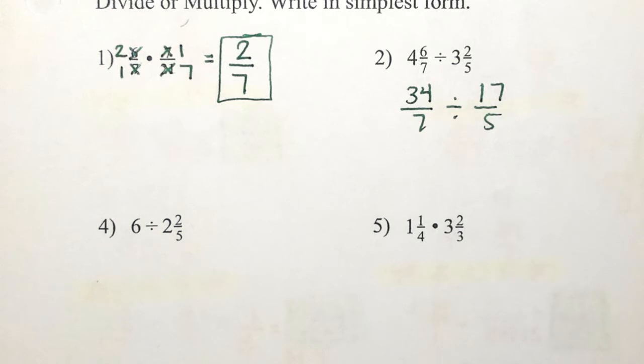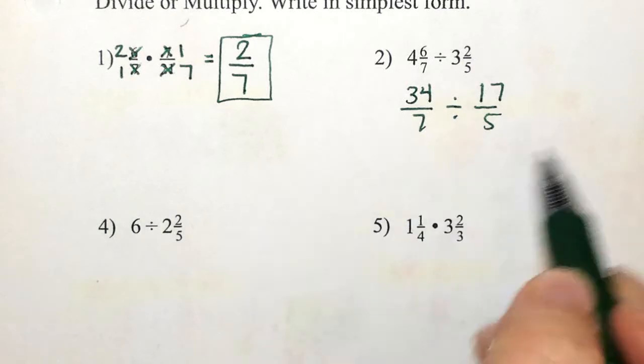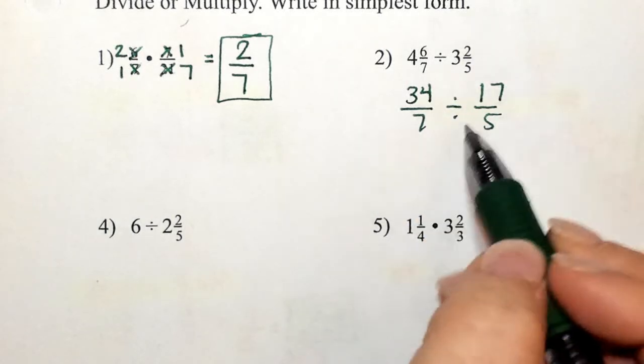Can I simplify anything? Why? I want someone to answer. I want to be careful with how you answer. Why can I not simplify? Chandler: We still have to flip. Guys, you can only simplify if it says multiply. Are we okay with that? You can only simplify if it says multiply. All right? So we cannot simplify this. I'm sorry. We cannot simplify this.